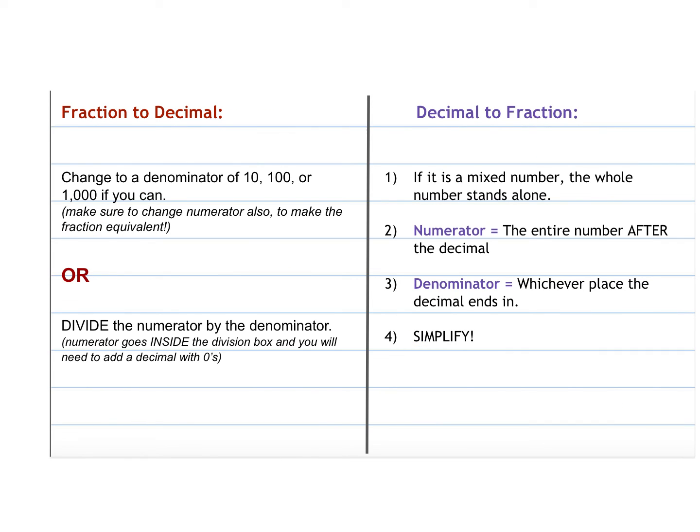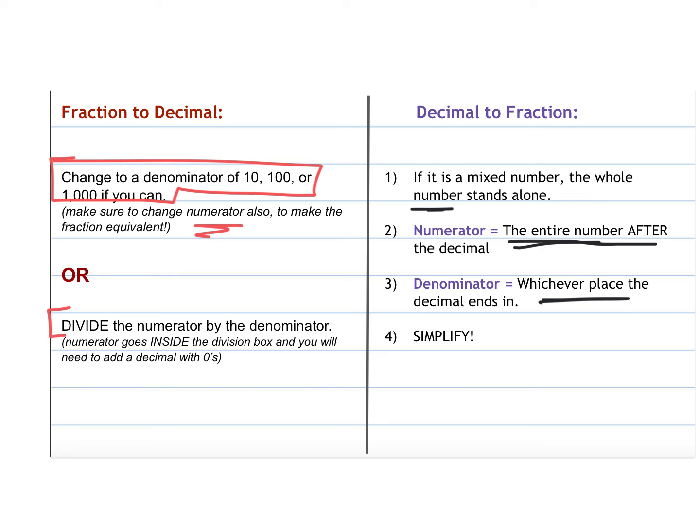So just a mini recap that you do not need to write down, but I would suggest that you do, or I would at least suggest that you maybe take a screenshot of this so that you can bring this up and remember it later on. If we're changing from a fraction to a decimal, remember that we either want to change the denominator to 10, 100, or 1,000 if you can. We also have to change the numerator, or we would divide the numerator by the denominator. And then remember, when we're converting from a decimal to a fraction, if it's a mixed number, we leave the whole number alone. The numerator is all the numbers after the decimal. The denominator is whatever place the decimal ends in. And then, of course, we simplify.